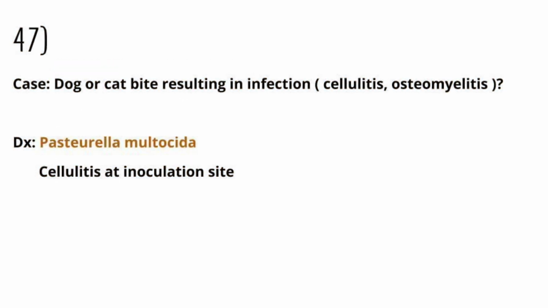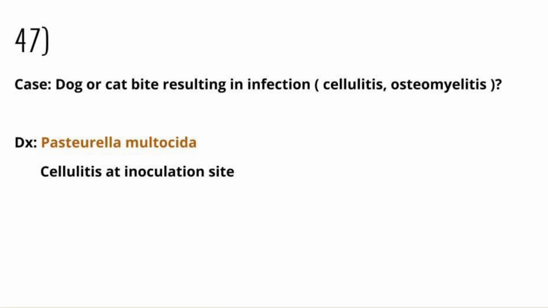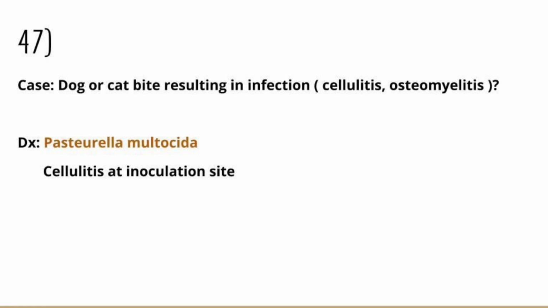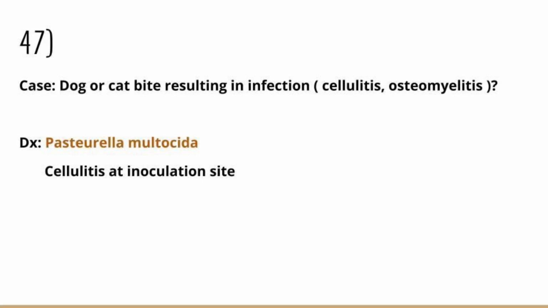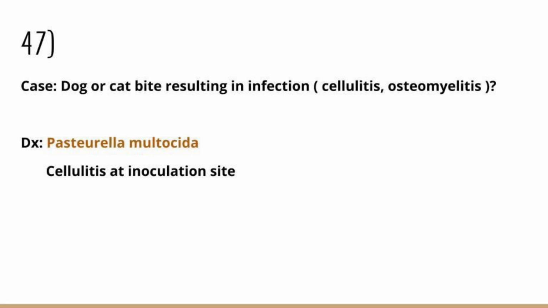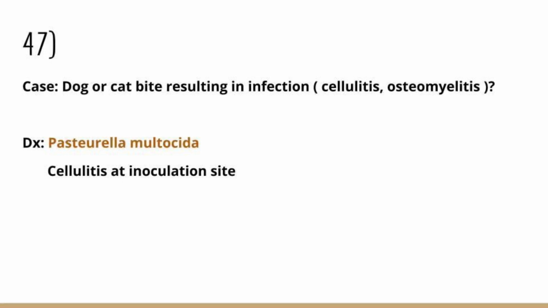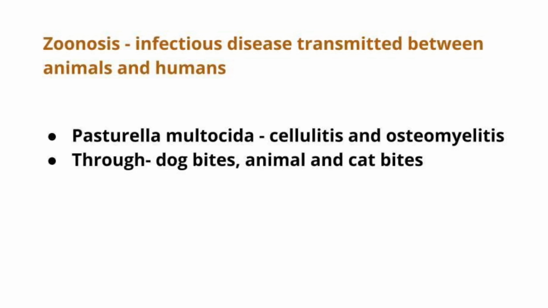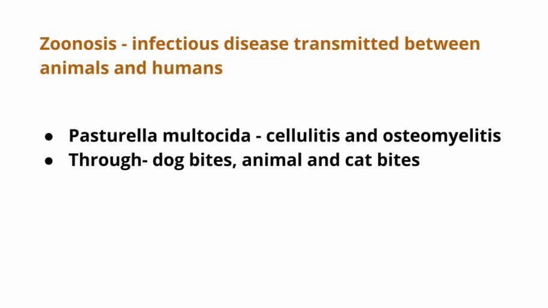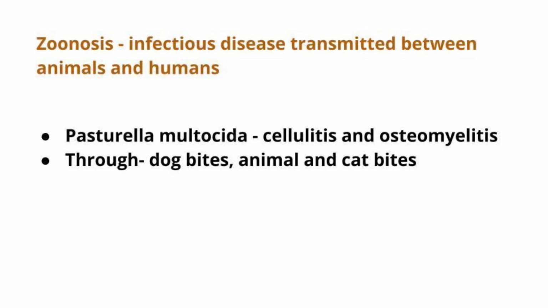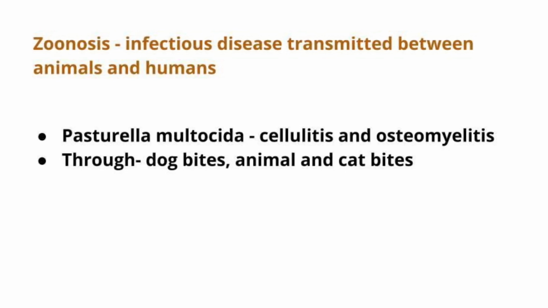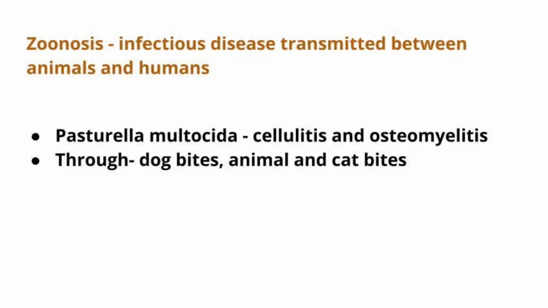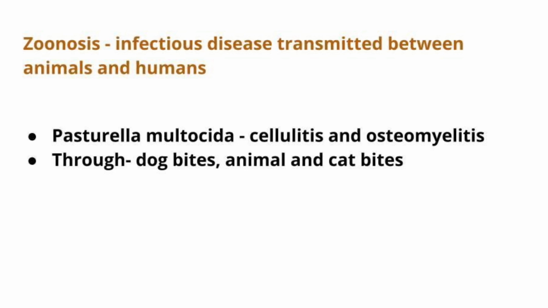47th. There is a case of dog or cat bite resulting in infection such as cellulitis or osteomyelitis. Whenever you see a dog or cat bite or even a human bite, the most common organism that is responsible will be Pasteurella multocida. It causes cellulitis at the inoculation site most commonly. It is a kind of zoonosis. Zoonosis is nothing but the transmission of infectious diseases from animals to human beings. Pasteurella multocida causes cellulitis and osteomyelitis, as we have already seen in this case. And it spreads through dog bites, cat bites, and various other animal bites.